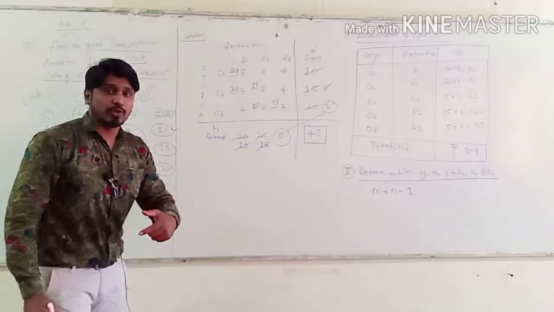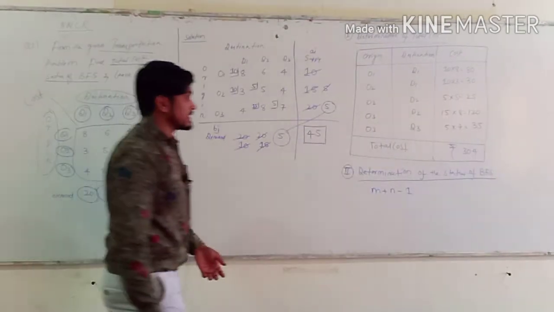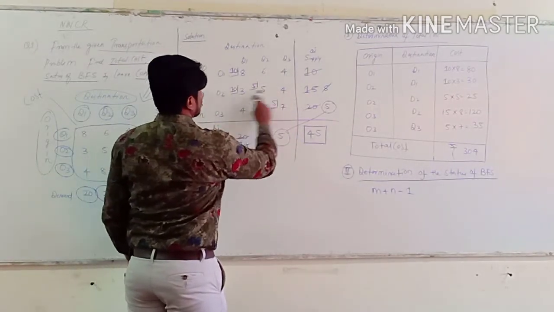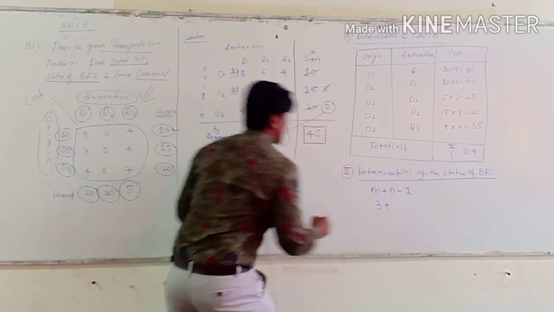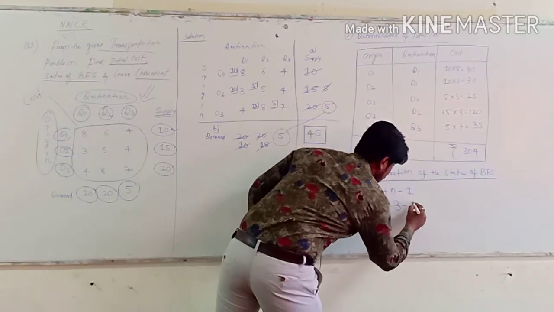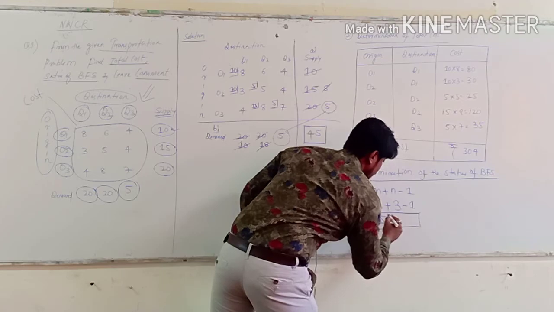M stands for the number of rows in the matrix. N stands for the number of columns in the matrix. How many rows are there? Row 1, row 2, row 3. So m is 3 and n is 1, 2 and 3. 3 plus 3 minus 1. So 6 minus 1 equals 5.